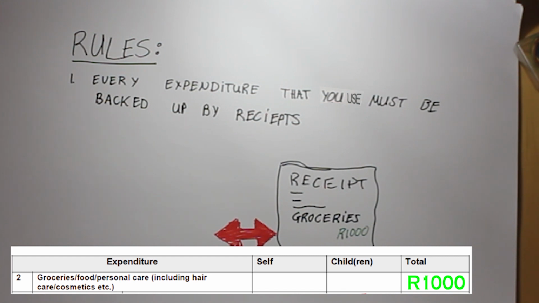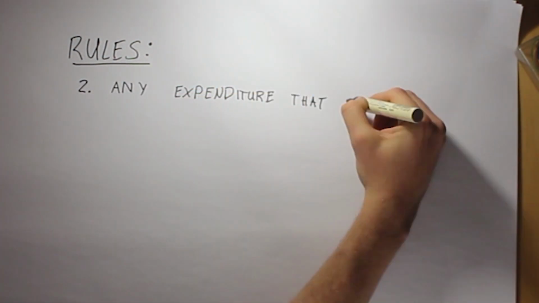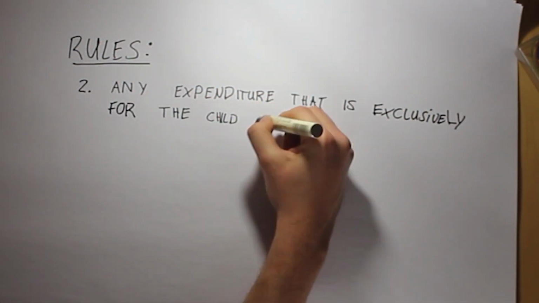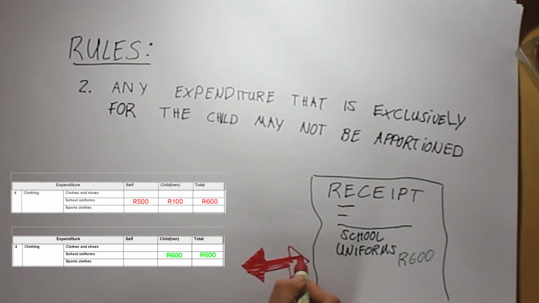The second rule states that any expenditure that is exclusively for the child may not be apportioned. Now from the illustration below, we can see that the value used for the school uniforms was 600 Rand. Now we know that school uniforms are not apportioned to anyone besides children, so they may not be apportioned to any adults.